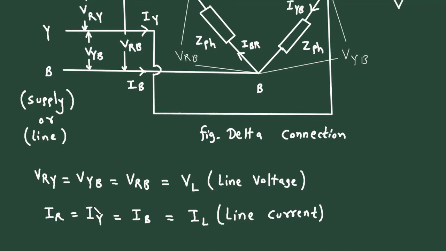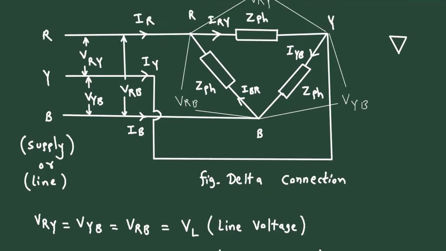Then next is line current. IR is equal to IY is equal to IB. This is called line current, and it is represented by IL. Here we can see this IR is the line current, this IY is also the line current, and this IB is also the line current. We can easily remember this because this is on the supply side or line side. That's why these are the line voltages and these are the line currents.